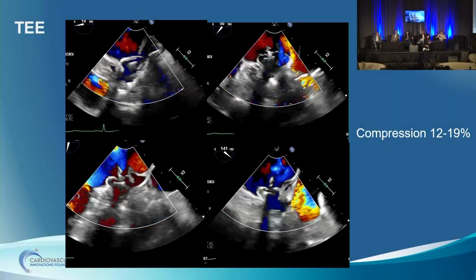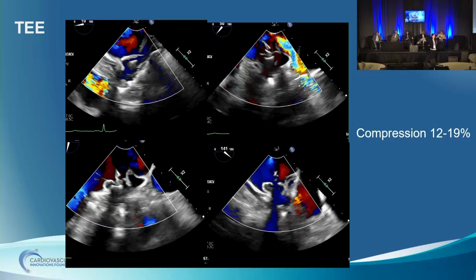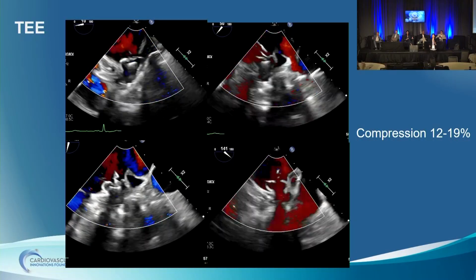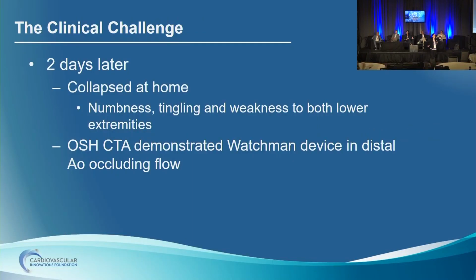We all patted ourselves on the back. Great. We thought, we managed to overcome this challenge. Discharged on post-op day 1, but 2 days later, he collapsed at home. He tried to get up, and he had numbness and tingling and weakness in both of his lower extremities. So really a mechanical physical issue, not a syncopal issue. He went to an outside hospital emergently. They did a CAT scan, and it demonstrated that our Watchman device is now in the distal aorta, occluding flow.